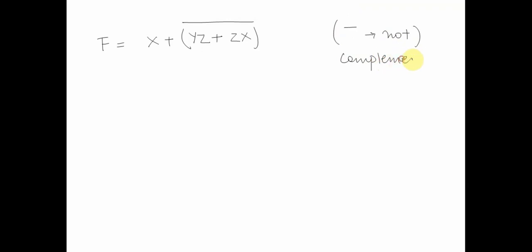So let's assume we have a circuit F, which is equal to (X plus YZ plus ZX) whole bar. We have not looked at this bar term before, but bar is nothing but it represents not. It's just like a complement, right? Z bar is equal to not of Z. Correct? Now, if we look at the multiple operators over X, Y, and Z, there is an order of precedence which we have to see over here.